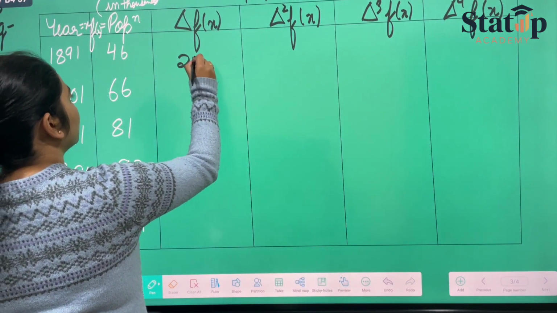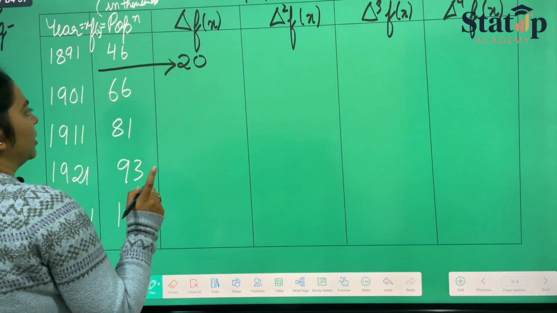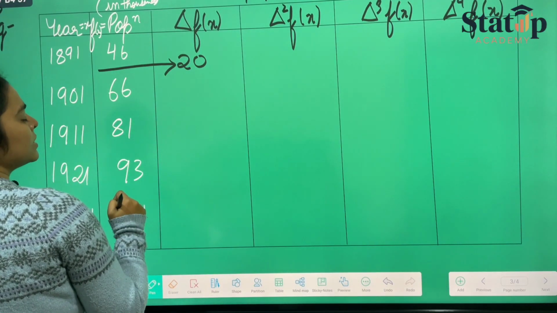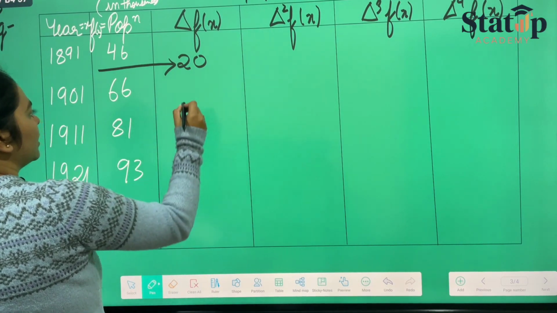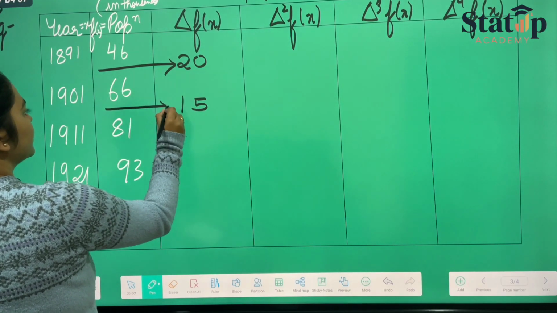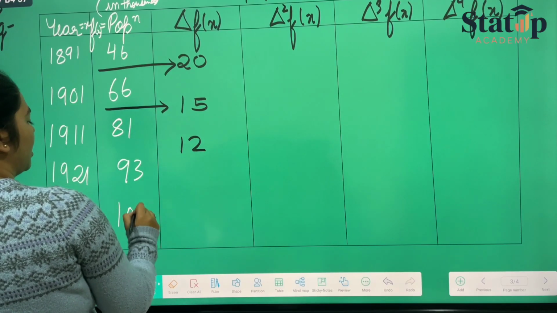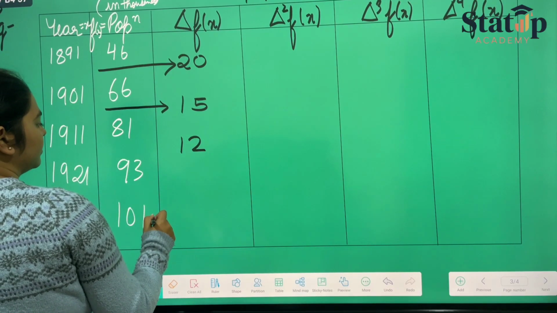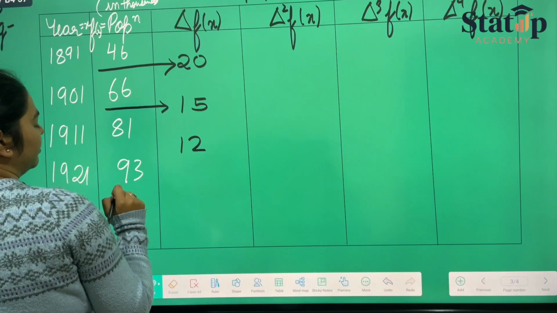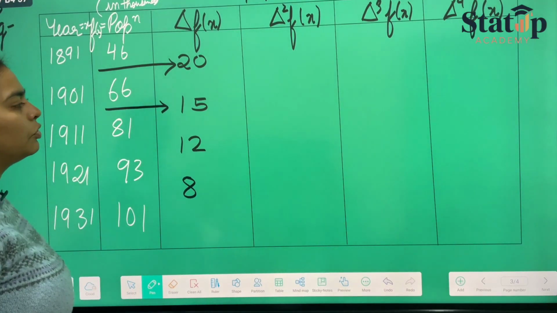20, and we'll write it in between. Remember that. 81 minus 66 will be 15, and we write it in the center. 93 minus 81 will be 12. 101 minus 93 will be 8. Okay, we have got this.